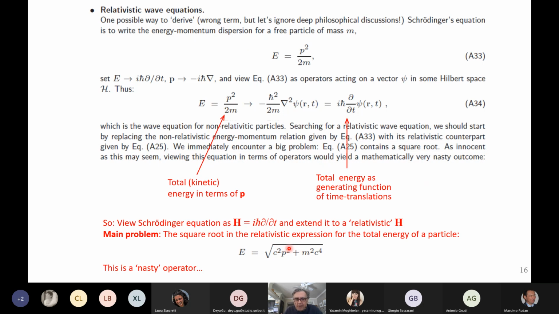If we just do it naively, brute force, and follow this argument that I just gave you, we're stuck with a very nasty operator, which is not even continuous in any Hilbert space of well-behaved functions that you can think of, because of the square root. And this is a real nuisance. And that's what created problems when people started generalizing the Schrödinger equation to a relativistic situation.